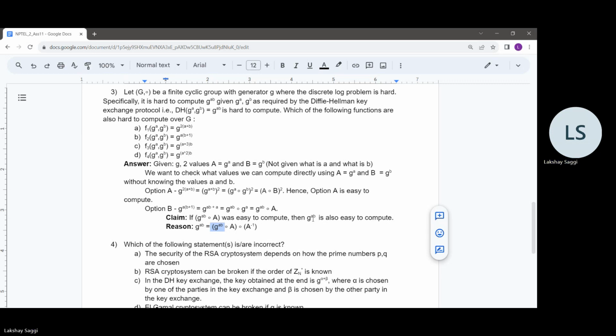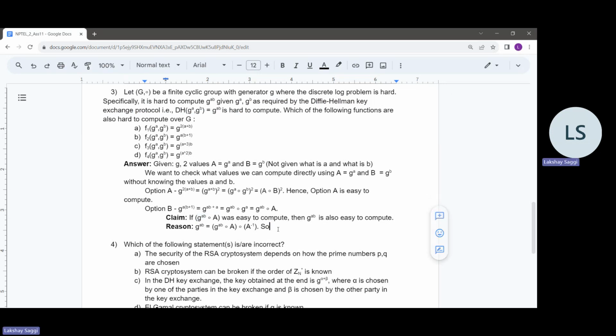I hope you understand what I'm trying to say here. What I'm trying to say is that if we were able to calculate this A, we can find this A inverse easily. And if we were able to find this also easily, then we can just multiply these two values and I'll obtain g raised to the power ab also easily. But we know that calculating this is hard. This is already given to us. So that's why calculating this should also be hard.